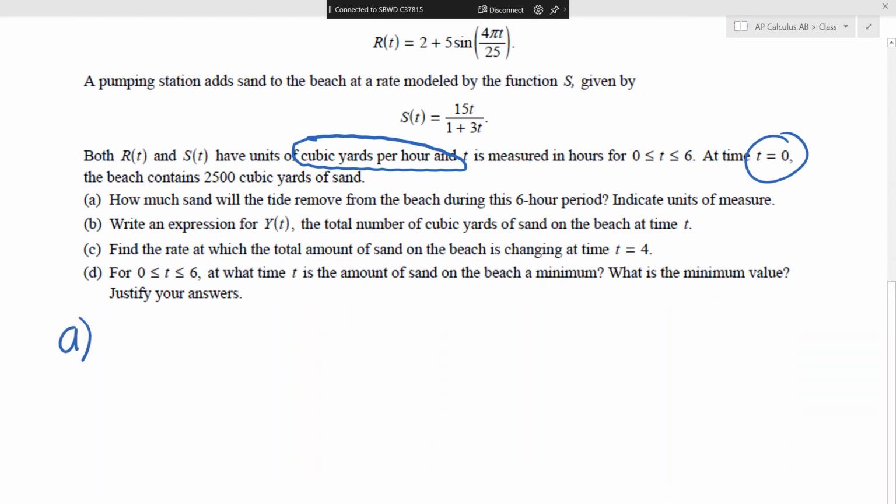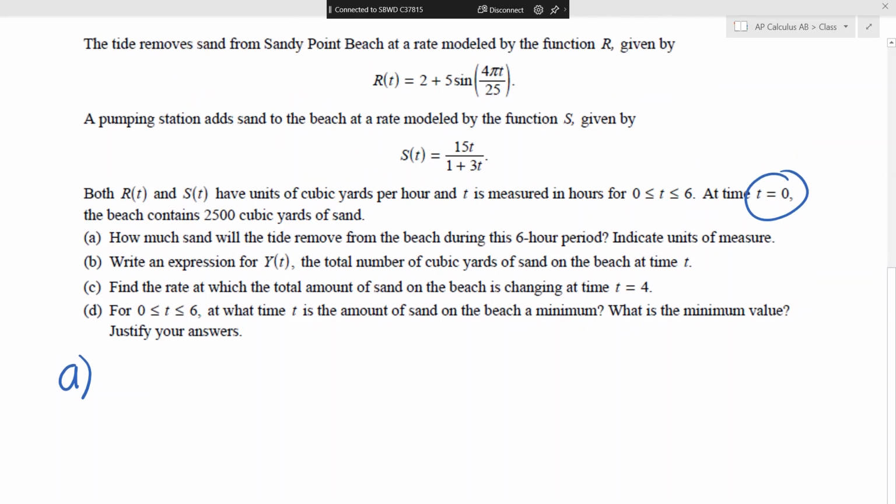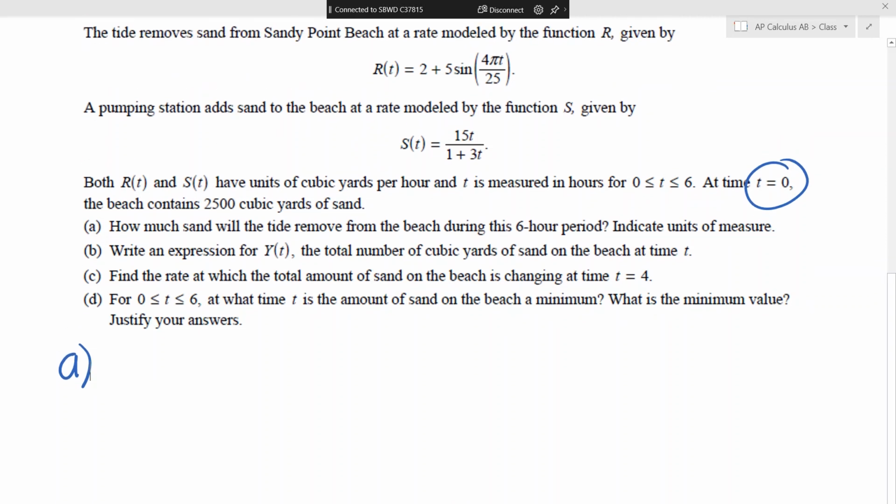Question A says, how much sand will the tide remove during the 6-hour interval? What do we need to do? Show me. Integrate. Not both. Just R. Just R. From 0 to 6. That's it. And look, time out.